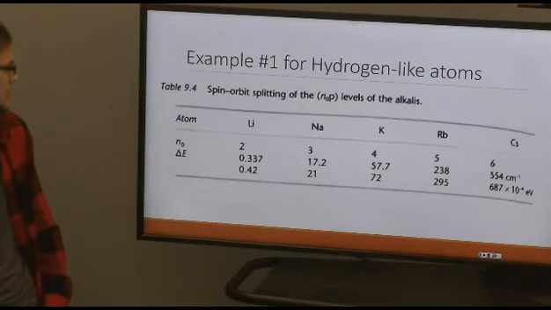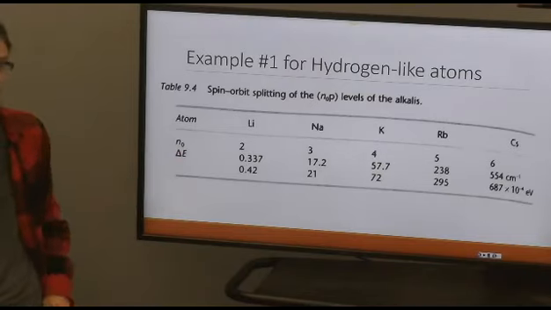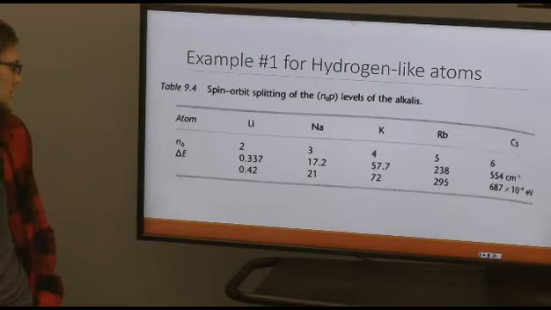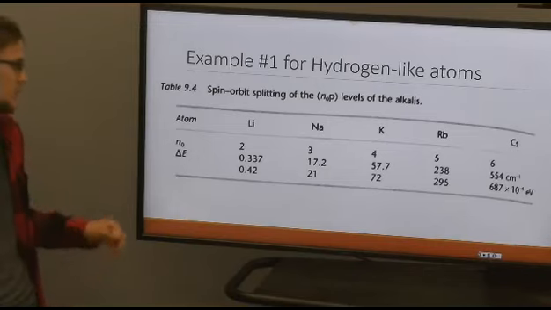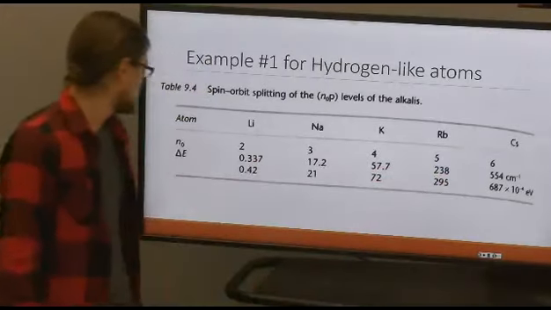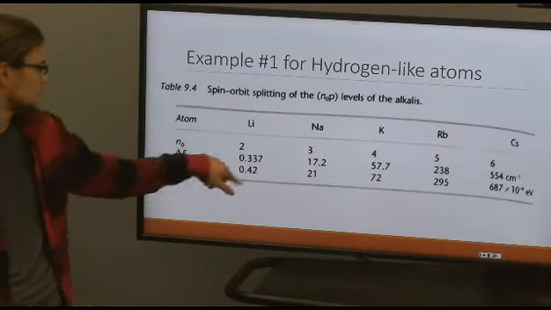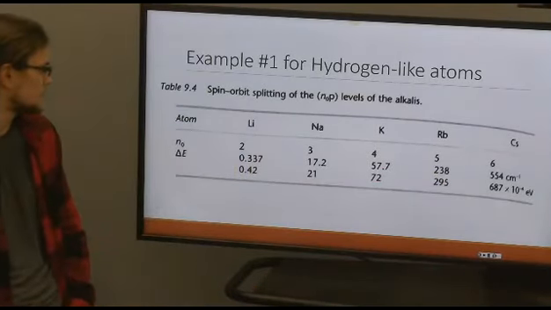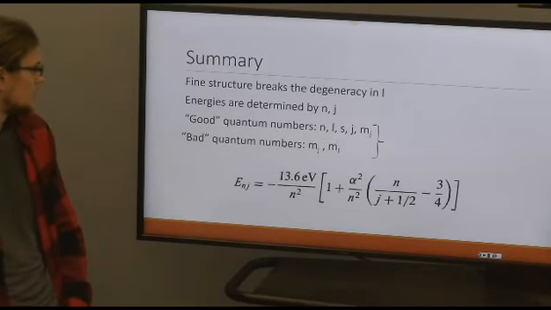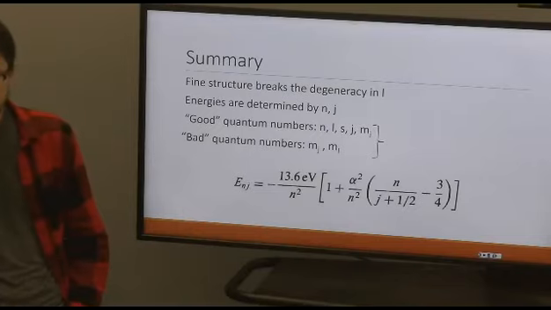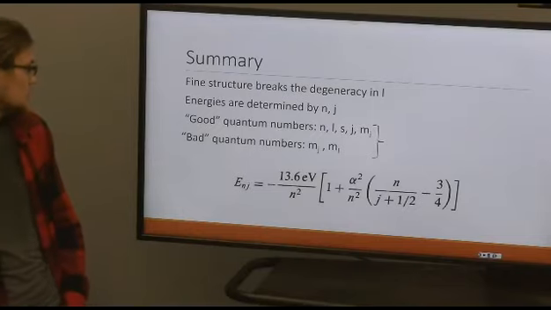And then for hydrogen-like atoms, for the spin orbit couplings, we can see that with principal quantum number n, the splitting energy grows with increasing n. And these are just all first column elements. So in summary, the fine structure breaks degeneracy with L. The principal quantum number, and then the energies are determined by n and j.